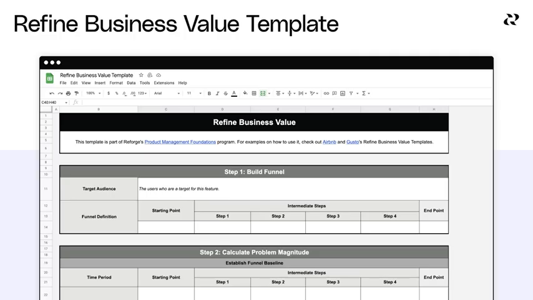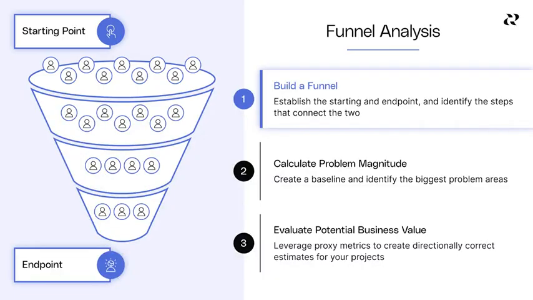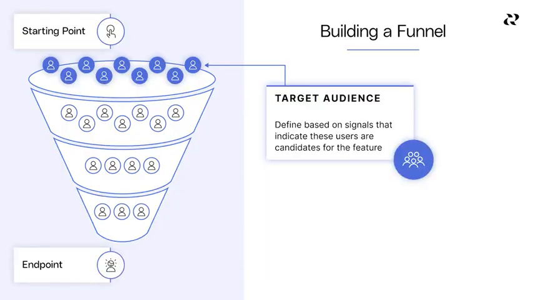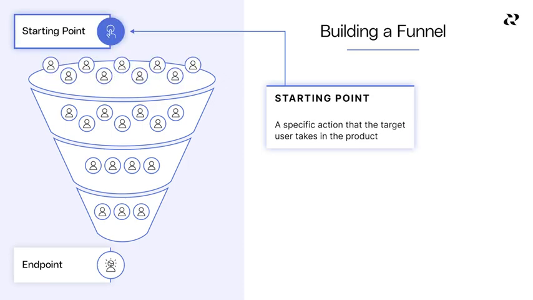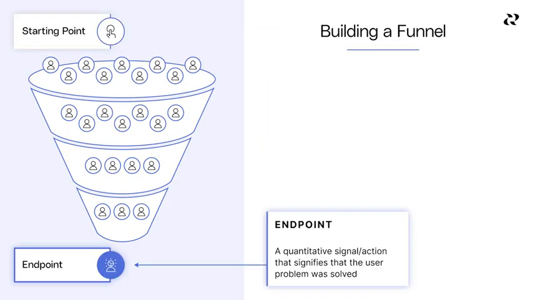In this lesson, we'll go through the first step of funnel analysis, building the funnel. In the next lesson, we'll cover steps 2 and 3. A funnel breaks down into 4 key components. The first is the target audience. We can define the target audience based on a set of attributes or some other signal that indicates they're a candidate for this feature. Next is the starting point. We can define the starting point of the funnel based on a specific action that the target user takes in the product. At the end of your funnel is an endpoint.